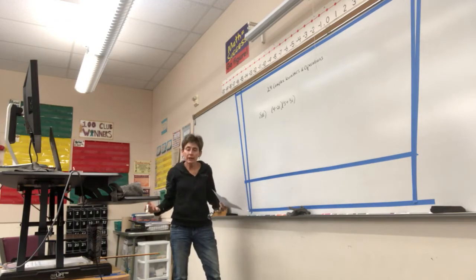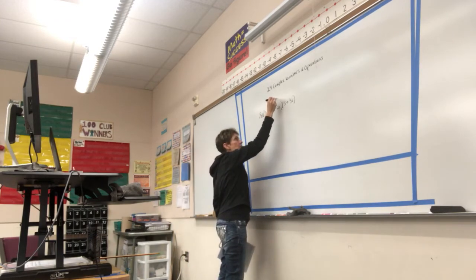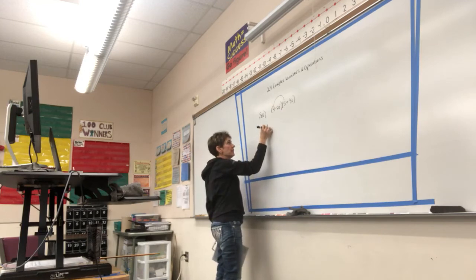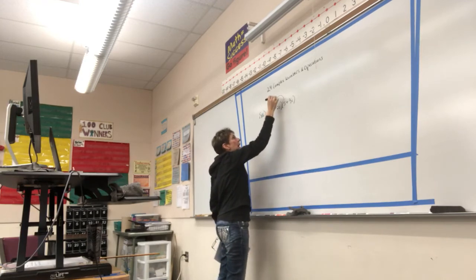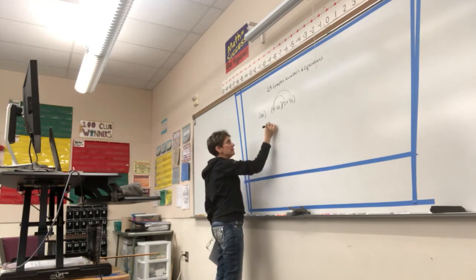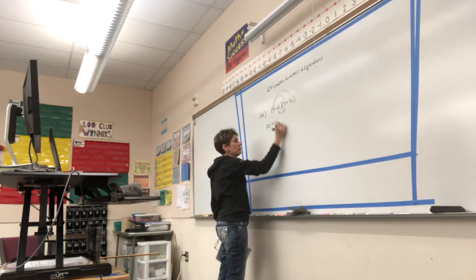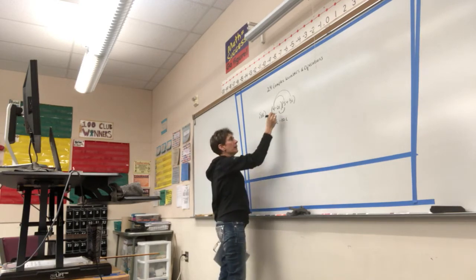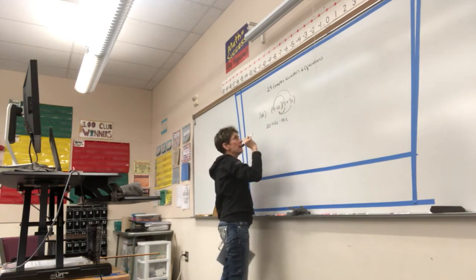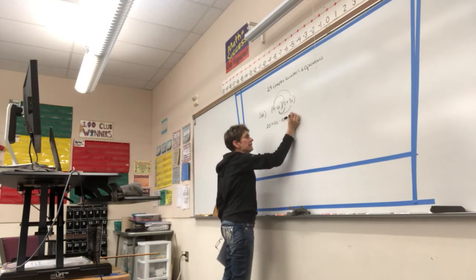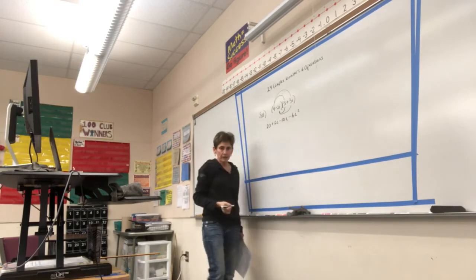We just FOIL. So we multiply the two first terms, 4 times 5 is 20. The two outside terms, 4 times 3i is 12i. The two inside terms would be negative 10i. Now this is a little bit tricky part right here. Negative 2i times positive 3i would be negative 6i squared.